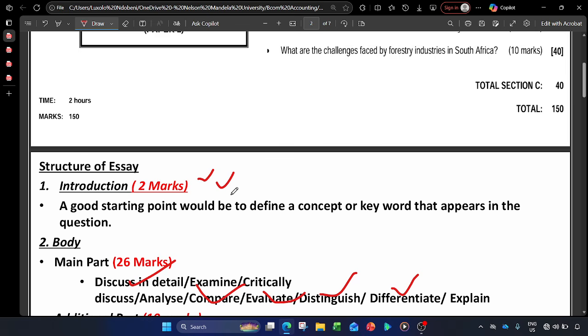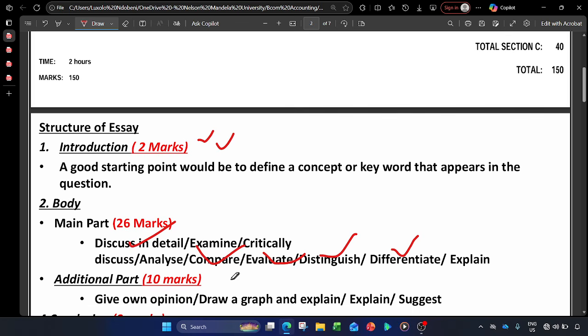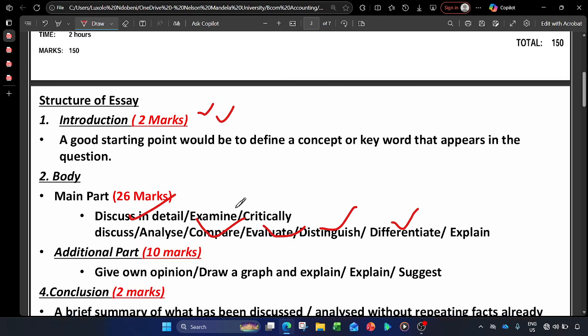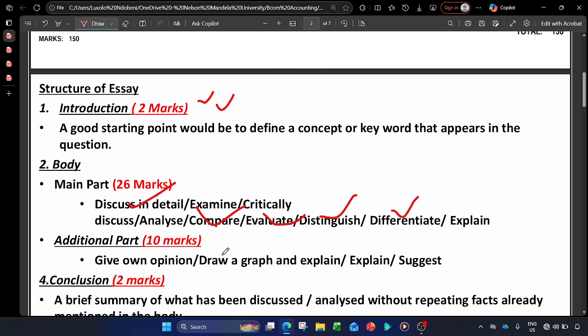Then after your main part in your body, you move forward to the additional part, that is 10 marks, and 10 marks means you have to write 5 points or more. If you are confident, you can just write 5, but if you are not sure about 2 or more points that you wrote, you can write as many points as possible. So here it's like those 8 marks in your section B.